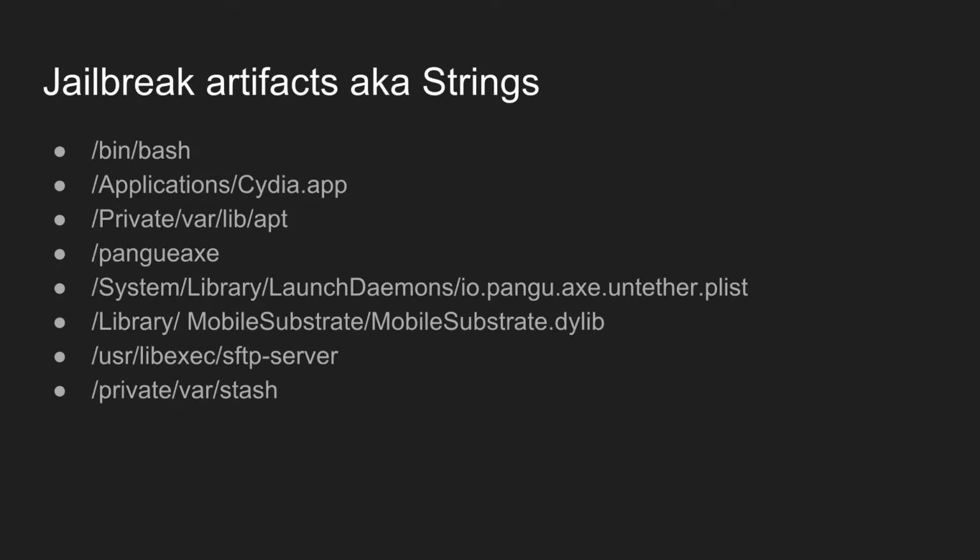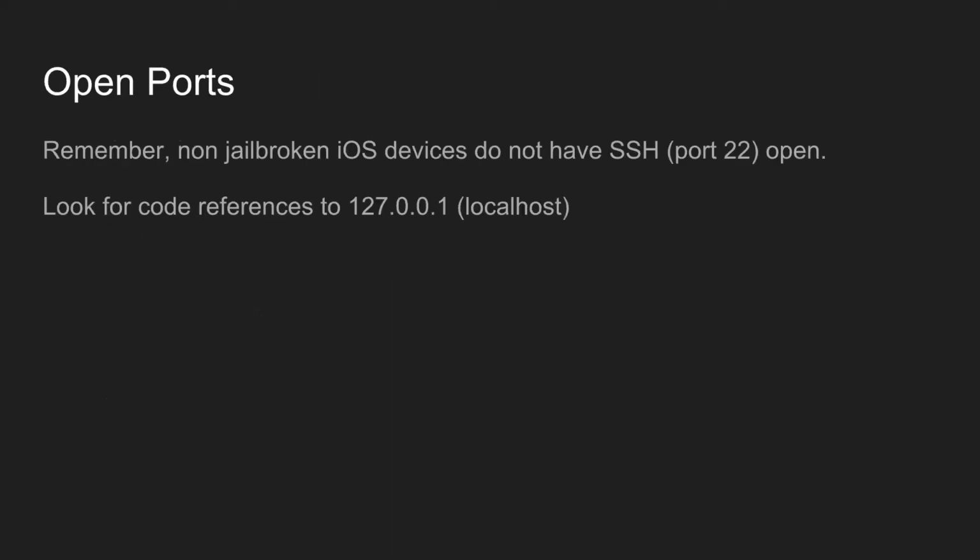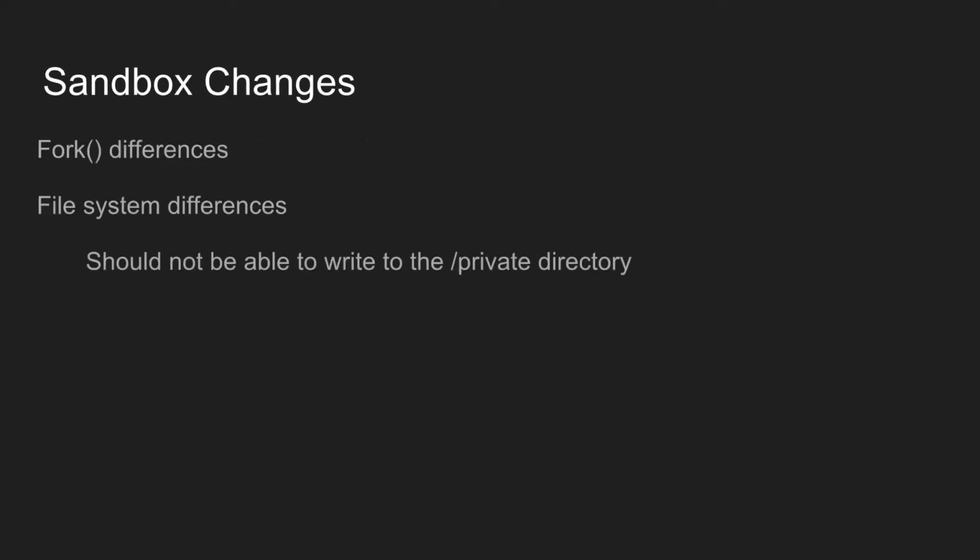Any references to Pangu or your other jailbreaking tools, such as io.pangu.exe. The other ones you're going to see, there's often a check for a mobile substrate, SFTP, or stash. So if you see these, see if you can patch out those methods for those checks. The other trick you can do, which is an interesting one, is when you jailbreak an iOS device, you're communicating over SSH typically. Look for any code references to localhost 127.0.0.1 and then see if they're checking that socket. That's an easy check. So this is some neat stuff.